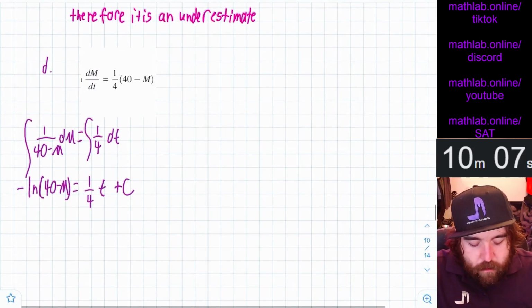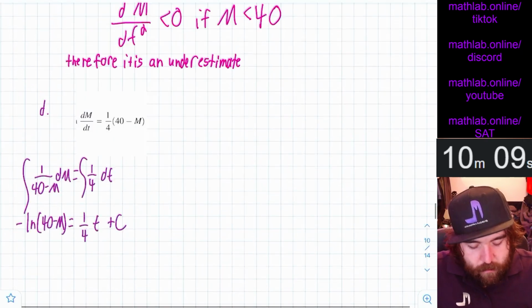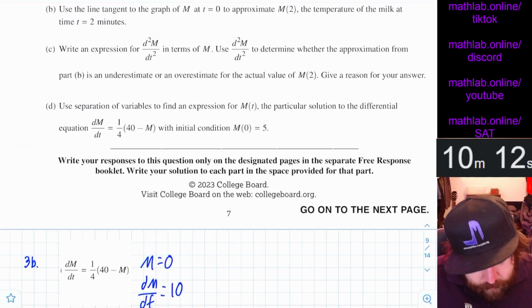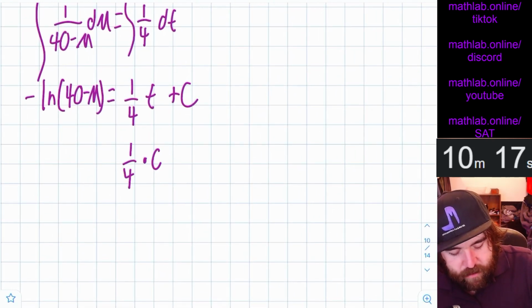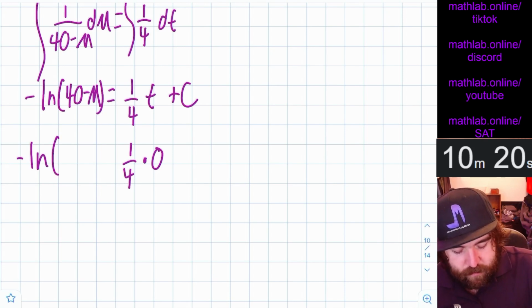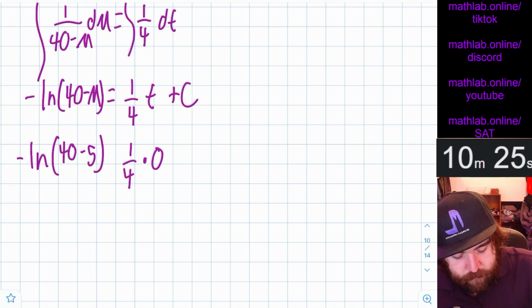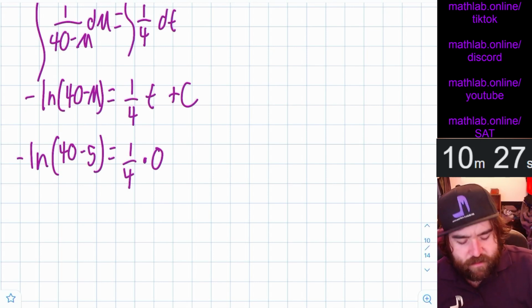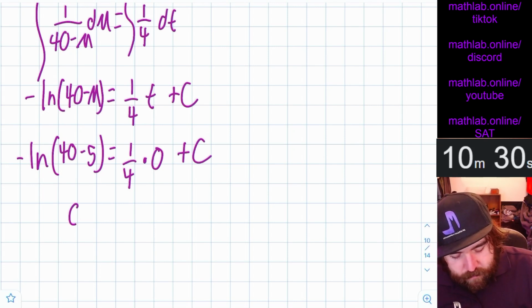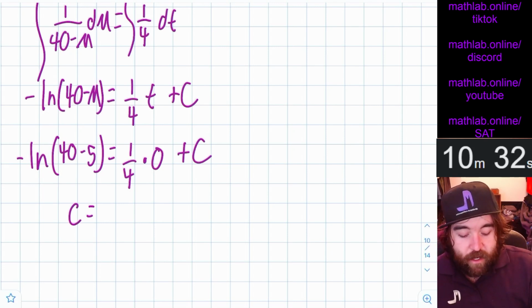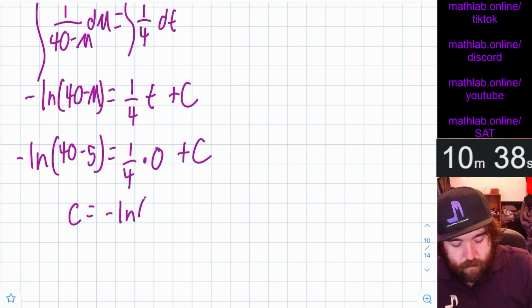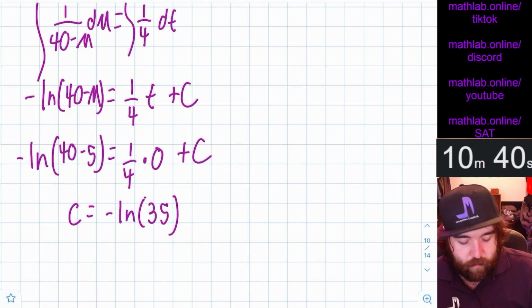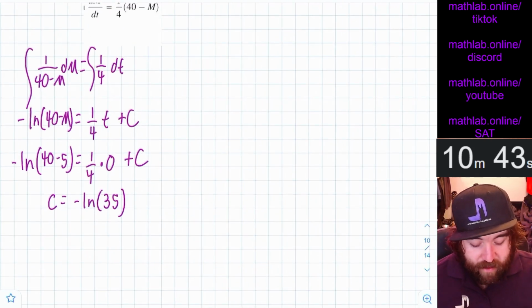And then we have our particular solution. So we can find c. Because what are we using? 0, 5. So then we plug in t equals 0. So when we do 1/4 times 0, that's going to be the same as when we do that minus 5. This is plus c. So that's all just 0. So we get that c is negative ln of 35, or ln of 1/35. But negative ln of 35.